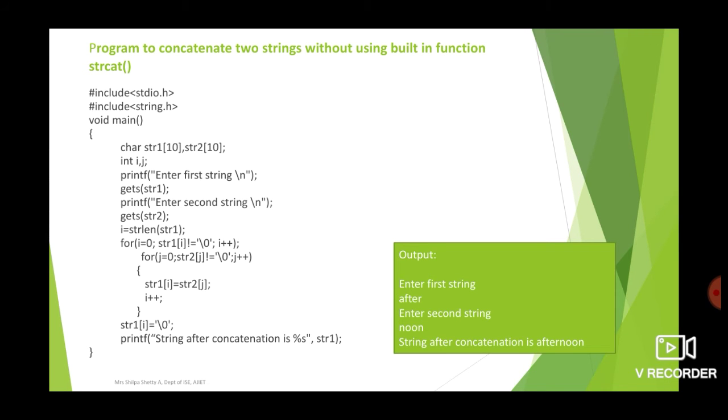We need two for loops to run this program. So the two for loop variables are i and j. So now let us read both the strings. Enter the first string, gets(str1), enter the second string, gets(str2). Now i is equal to strlen(str1).